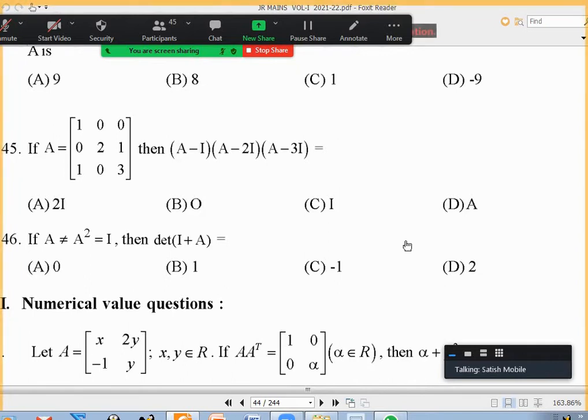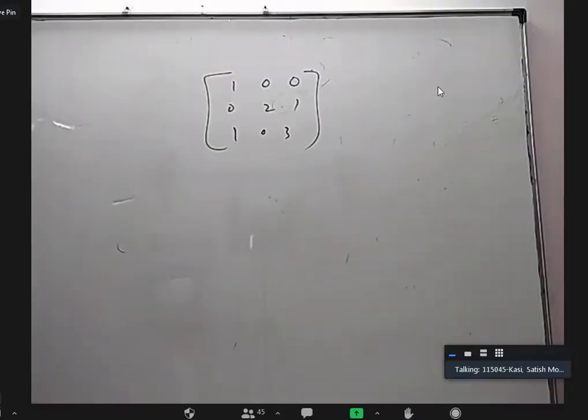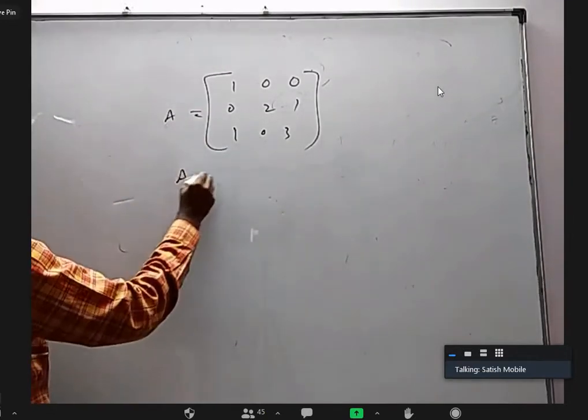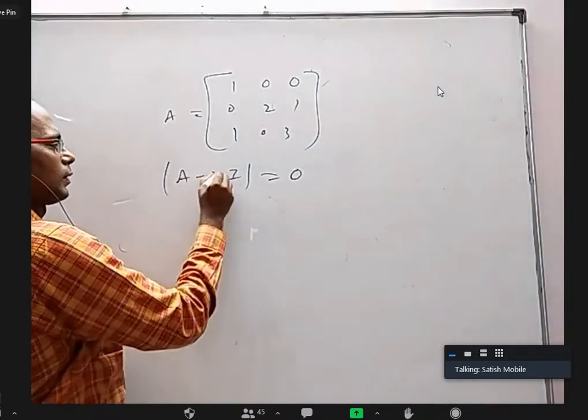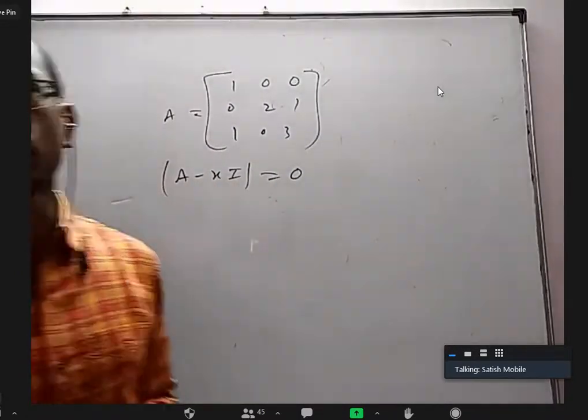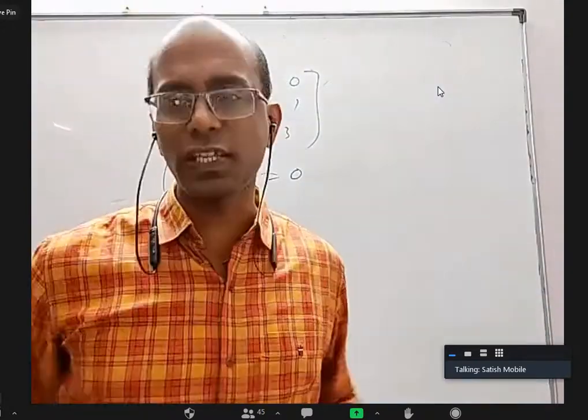Others remember the Cayley-Hamilton theorem, right? Yes, sir. Okay, let us see this matrix: 1 0 0, 0 2 1. The Cayley-Hamilton theorem is: you take the determinant of A minus lambda I equal to 0, or A minus xI. When you expand this, you will get a cubic equation, and matrix A should satisfy that.